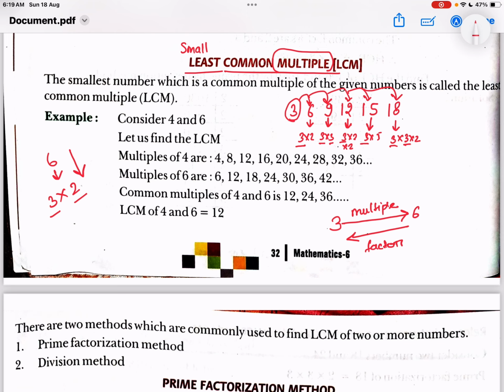But here the approach is from larger to smaller, so that is the kind of factor. But if we have to tell this statement in a reverse fashion, then we can say that 3 and 2 are factors of 6, and 6 is a multiple of 3 and 2.